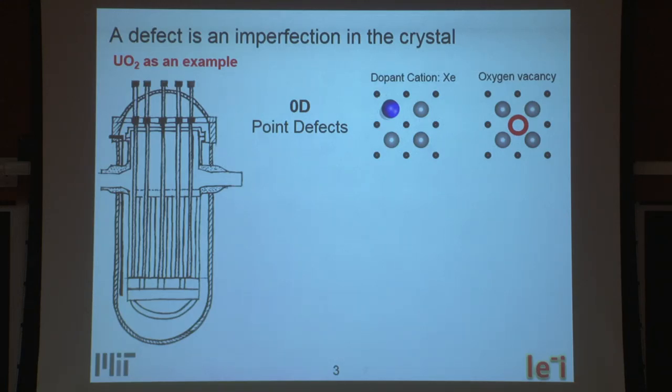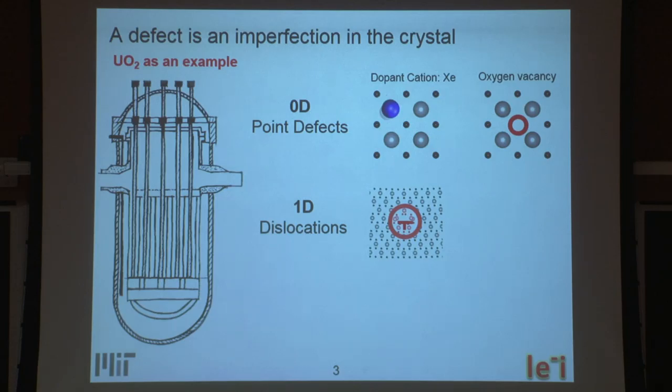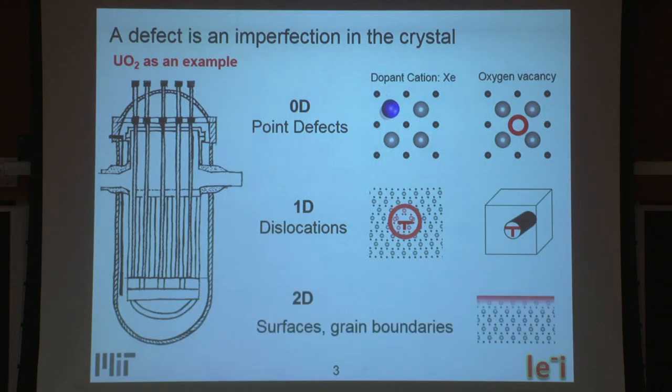This is very small. We can also have a one-dimensional defect, which is a dislocation. It's basically a line in the crystal where the symmetry breaks down. We also have two-dimensional defects, surfaces and grain boundaries. The latter two types are what we call extended defects, because in a certain dimension they are very small, like the cross-section of the dislocation line, but in the other dimension they can extend very, very long. What we care about is how these extended defects interact with point defects.